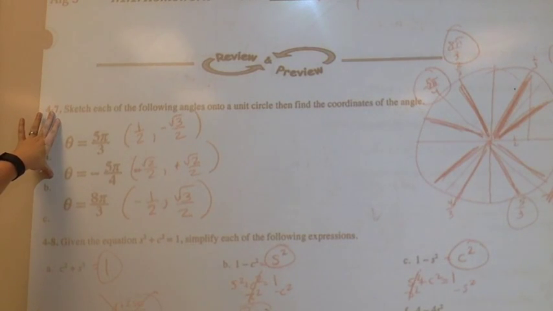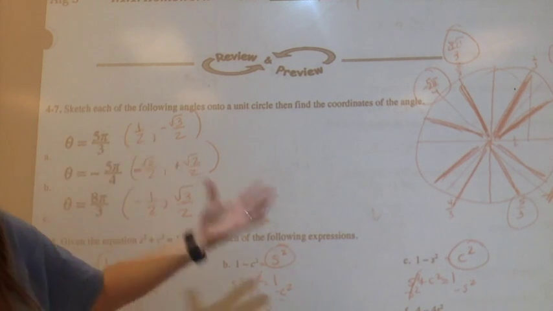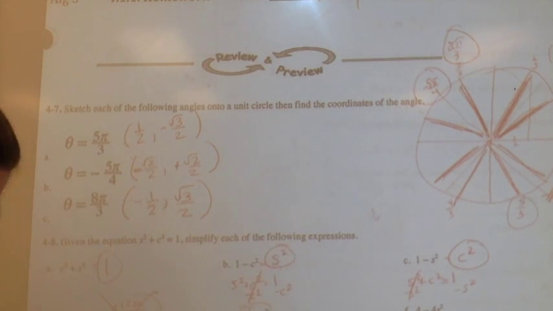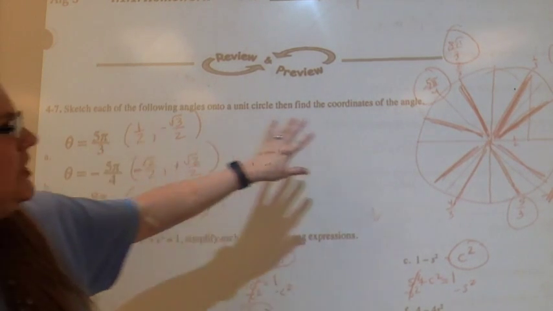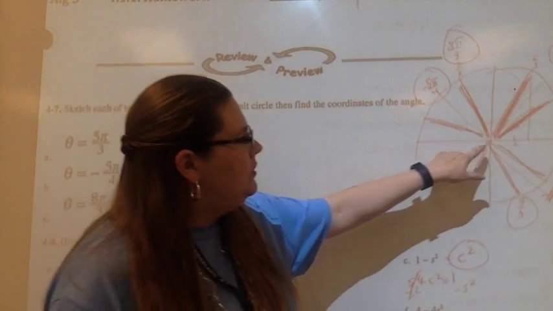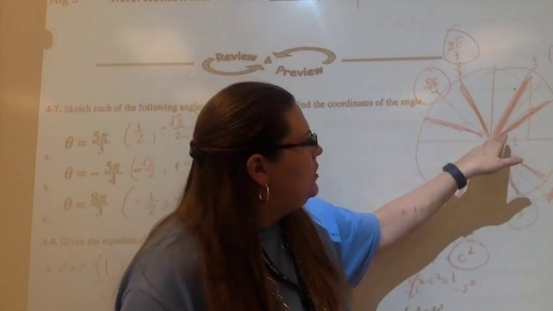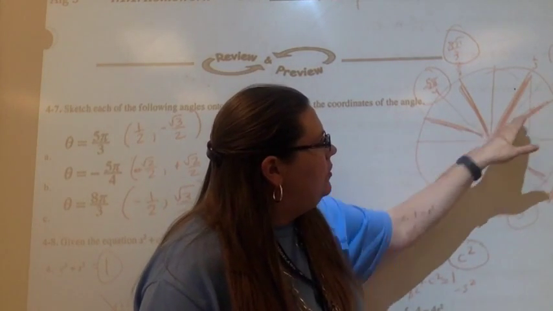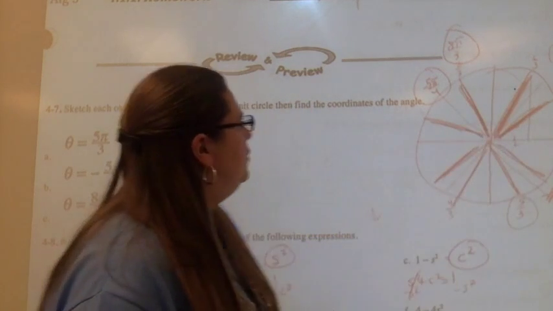4-7 asks you to sketch each of the following angles onto a unit circle, then find the coordinates of the angle. Now, some of these you should already have on the unit circle in your folders, but I went ahead and sketched out a unit circle here, and you can see where I sketched out the 45-degree lines, 30-degree, 60-degree, 90-degree, and so on and so forth.